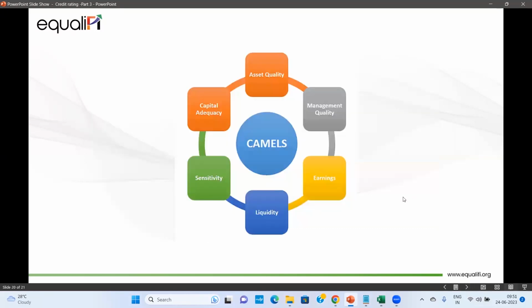Well, this is the CAMELS rating, the last one. When we talk about CAMELS, we mean capital adequacy, asset quality, management quality, earnings, liquidity, and sensitivity. So these first five factors I know you guys know. When I talk about sensitivity, what do I mean by sensitivity? What is sensitivity in CAMELS rating? Can someone please answer this? What is sensitivity?